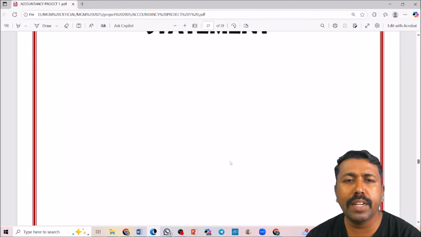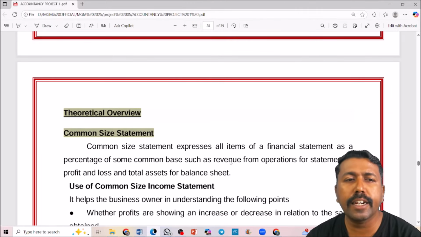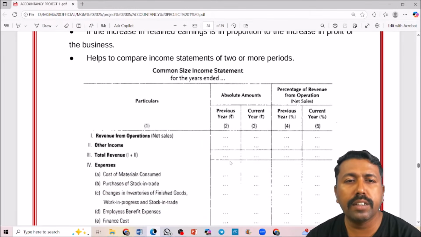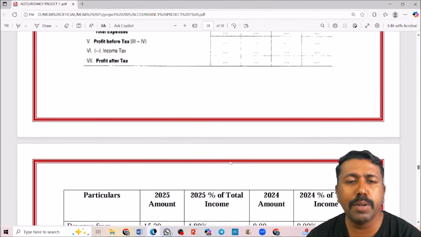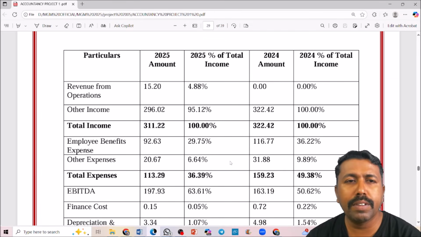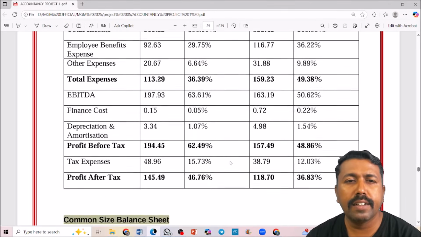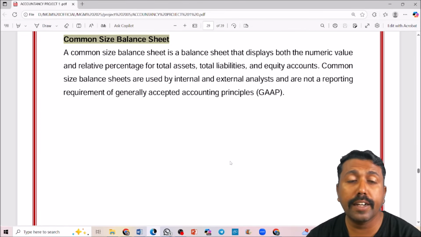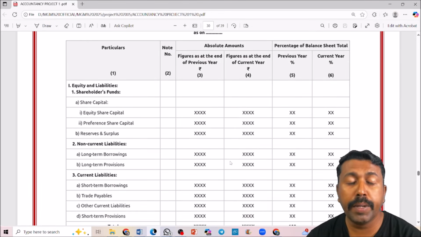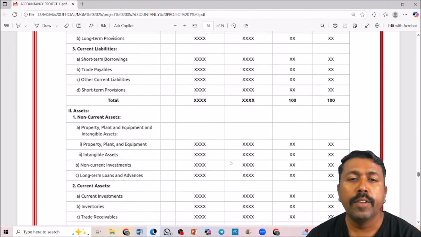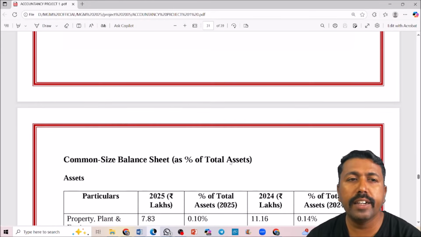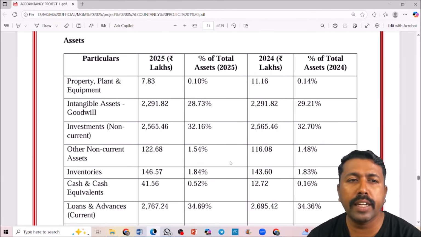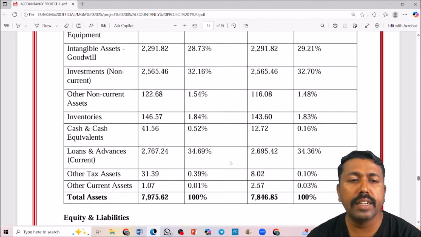Coming to the common size statement, you can first add the theoretical part of the common size statement, and based on that, the format also, common size statement of P&L, solution for common size statement of P&L, which is given in detail. Common size balance sheet, theoretical part attached, the format of the common size balance sheet that you can attach, and the common size balance sheet solution is also attached from the above balance sheet.